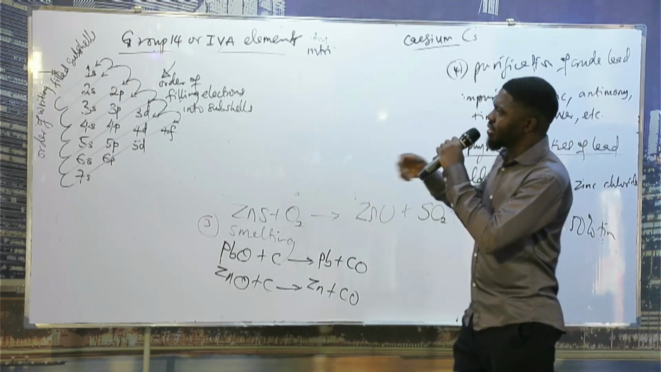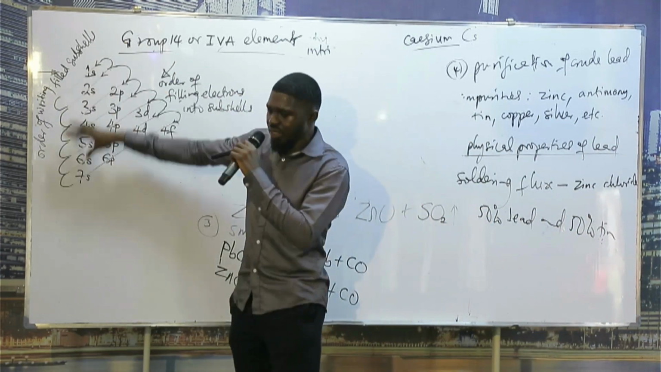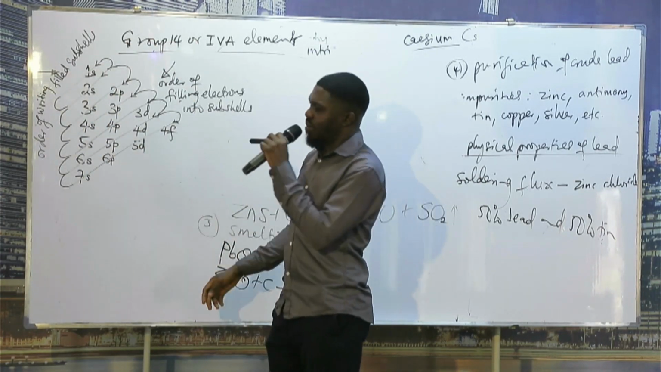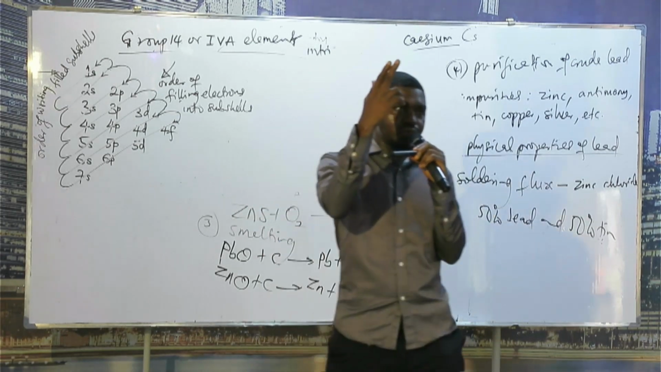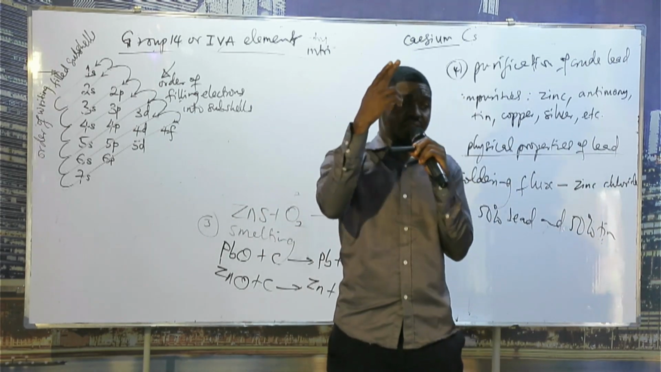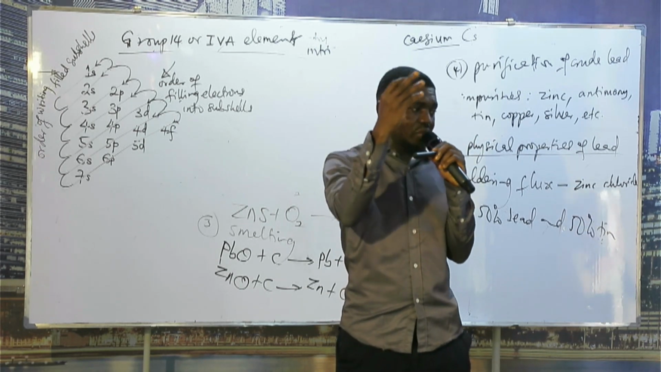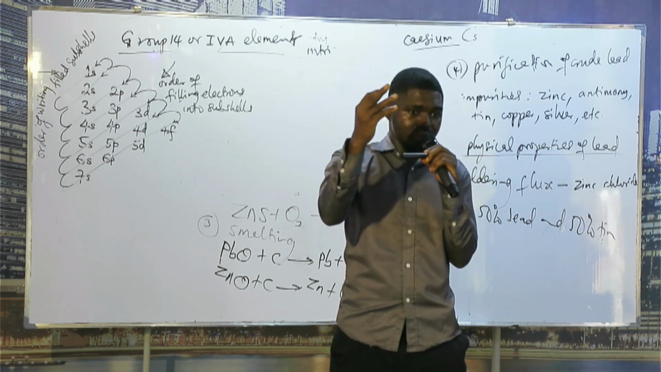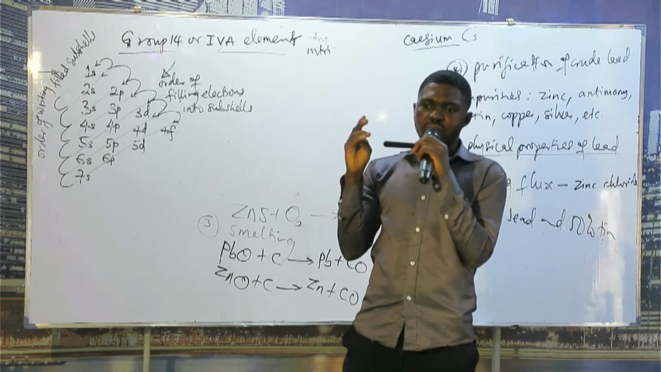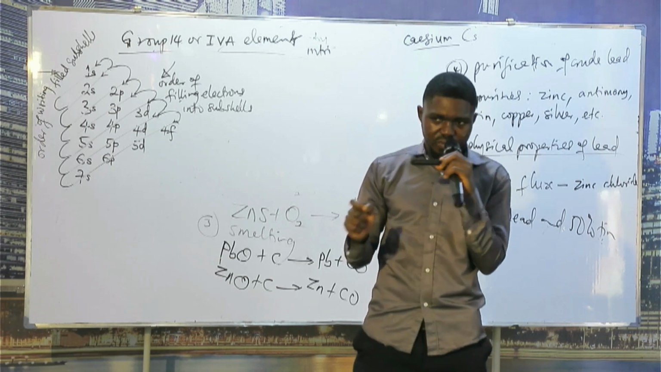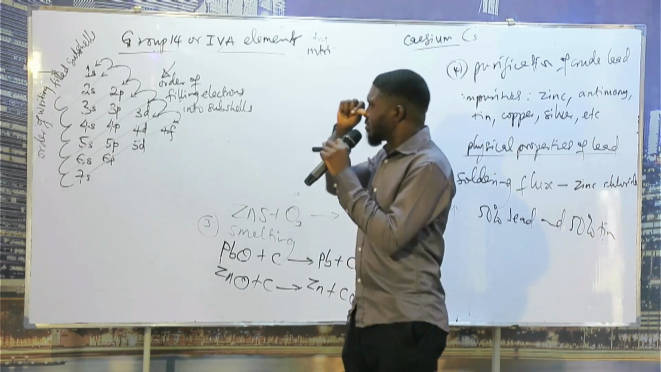Now, look at this. All these things here are called subshells. Say subshells. In the periodic table, we have 4 subshells and 7 shells. The 7 shells are K, L, M, N, O, P, and Q only. The 4 subshells are S, P, D, and F. Okay?